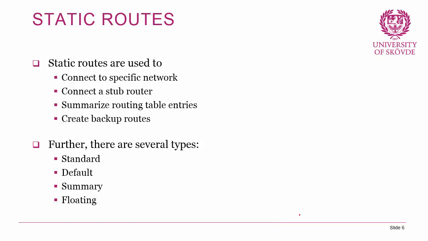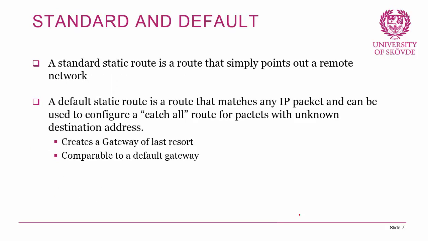It's standard, default, summary, and floating. And then you say, what are those? Well, starting with standard and default, a standard static route is a route that simply points to a remote network. So if you say, take this way to that network, then that's a standard static route. We also have the default static route. That is a route that will match any IP packet and can be used to configure a catch-all route for packets with unknown destination addresses. And this is what creates a gateway of last resort, as we saw in the last lecture, and you can compare this to a default gateway.